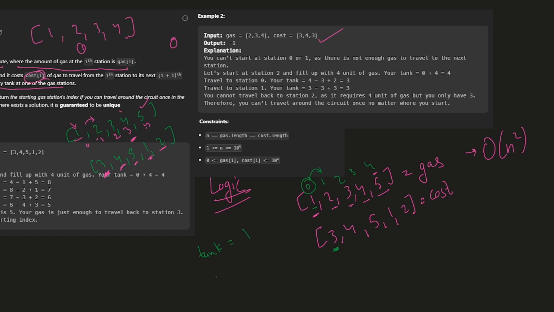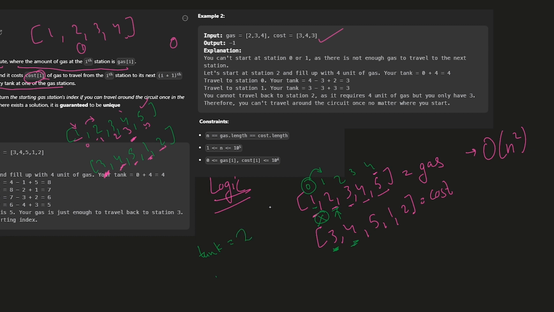So what we can do? We can see that guys, we can't move to the next one. So guys, what we can do? We can say that this index is not going to give us a right solution. So move to this index and start the journey from this particular index. So now guys, we have a tank equal to 2. That means 2. Now we need to spend 4 amount to move to the next one. Fine.